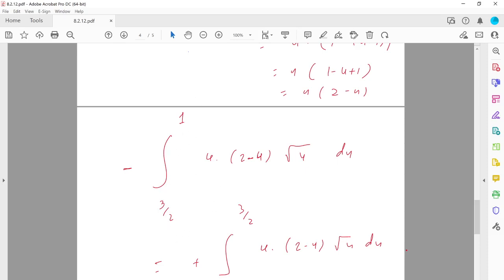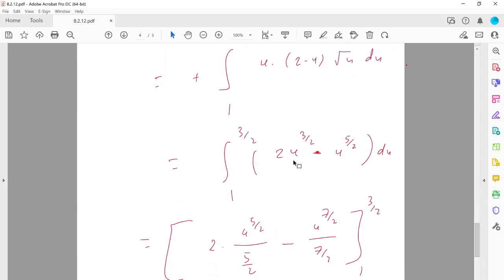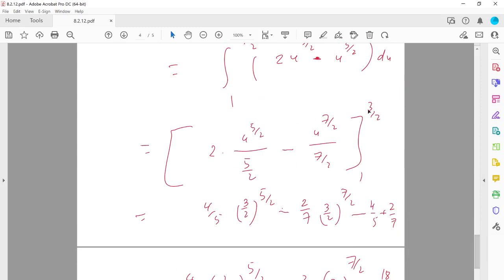We know flipping means that if you go from A to B, to B to A, you have to put one extra negative there. Because there is already a negative here, by putting this negative after flipping the limits of integration, it becomes positive. And now our problem is this one, and everything is just u to the power of something. So we can use the power rule of integration for u. Then by using the fundamental theorem, first plug in u equals 3 over 2 for both of them, and minus u equals 1 for both of them. You just have to do the simplification.